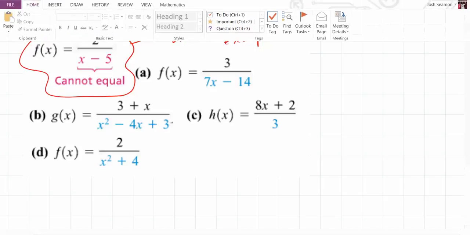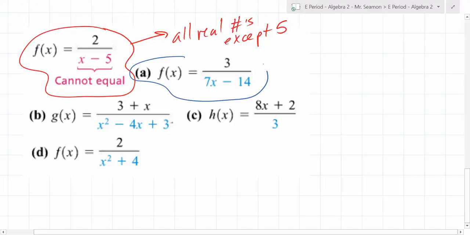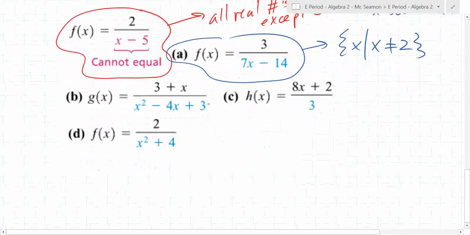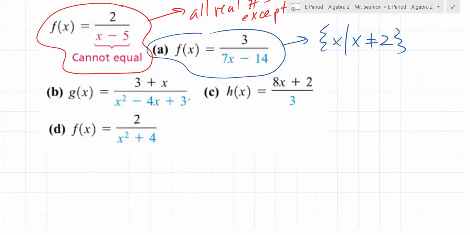What about a, Connor? What's the domain of that one? X such that x can't be what? 2. Correct. This means right here, that in blue means x such that x doesn't equal 2. That's what it means. So that bar means such that. Okay, well let's up it a little bit. What about this one right here?